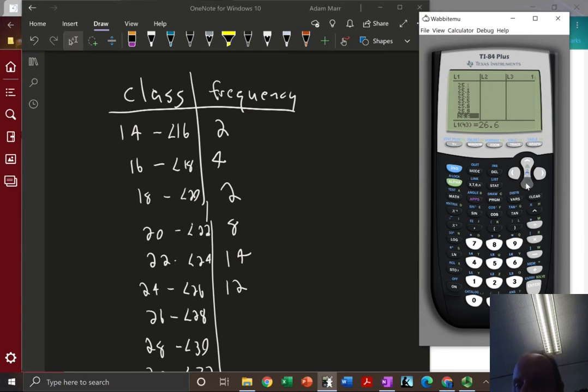26 to 28. Let's take a look here. So I'm just going to scroll down so I can see it better. Let's see. 1, 2, 3, 4, 5. There we go. That's easier.